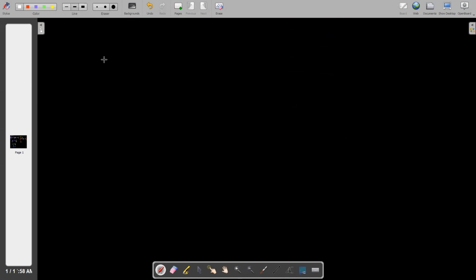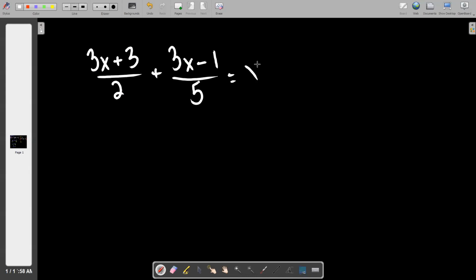These are multiple fractions. So this time we have to go a little bit bigger. We have to think a little bit more creatively about how to accomplish our objectives. So we want to kill both fractions simultaneously.